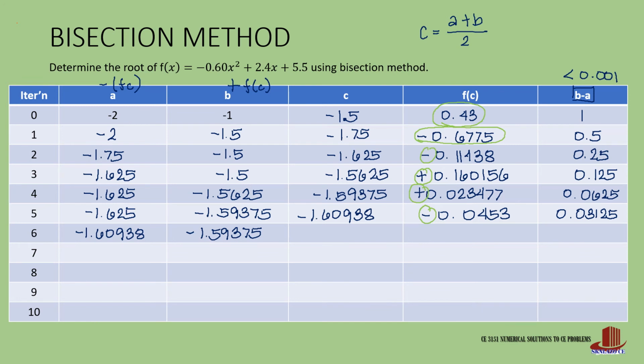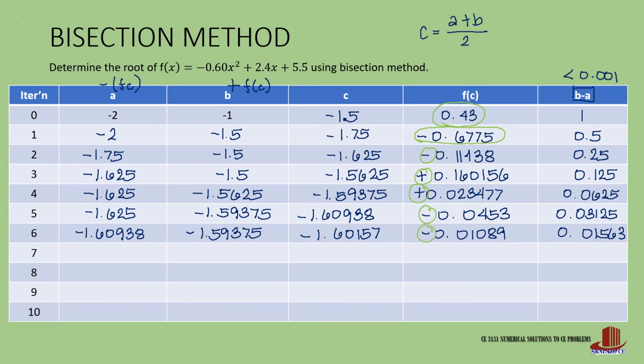Taking their average, we get 1.60157. And placing this value into the function, we arrive at again a negative value of 0.01089. Take B minus A, we have 0.01563. This time we are closer to 0.001, but we still need some more iterations.